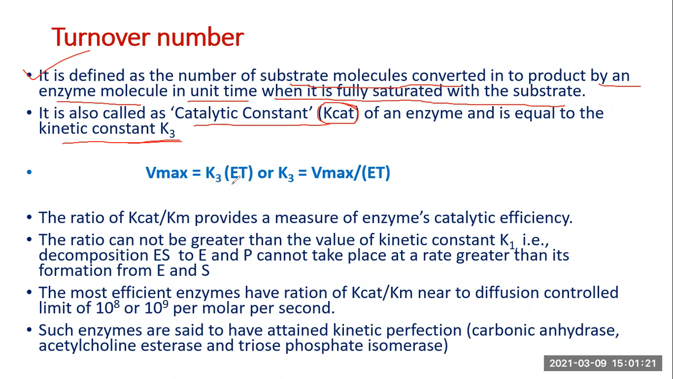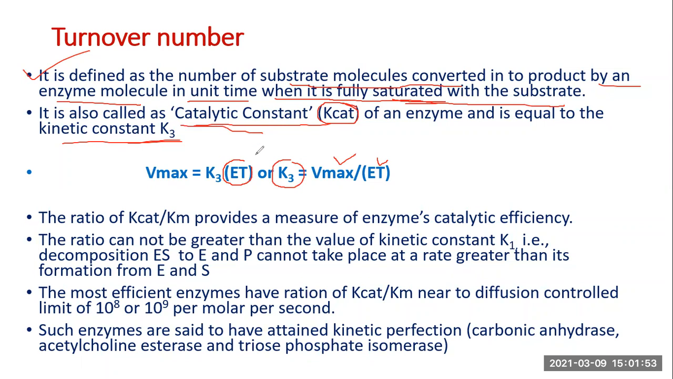So Vmax is equal to K3 ET. Why are we saying ET, total enzyme concentration? Because we are talking of saturating concentration of substrate. So Vmax will be equal to K3 ET, and you can very easily find an equation for K3. K3 will therefore be equal to maximum velocity divided by total enzyme concentration. So if you know the maximum velocity and if you know the total enzyme concentration, you can very easily calculate the turnover number or catalytic constant of that enzyme.